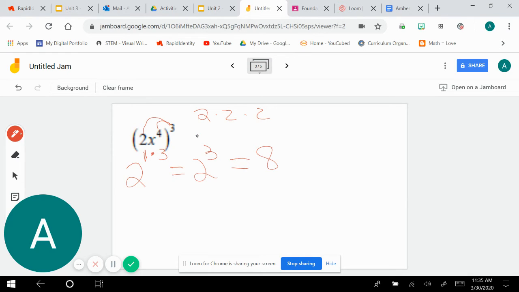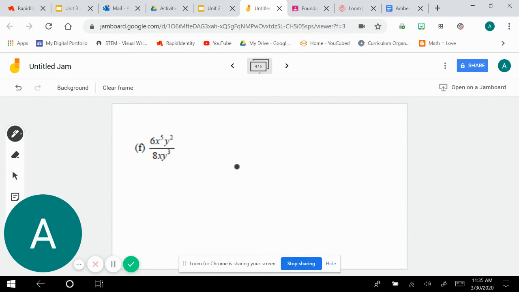Now I do the same thing with the x. Now the x has an exponent of 4, and I'm going to multiply it by the 3. 4 times 3 is 12. And now I can write my final answer. So I have 8 for my coefficient, and my x is x to the 12. There we go. So that is the power rule.